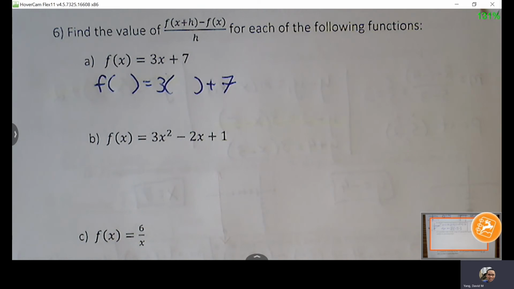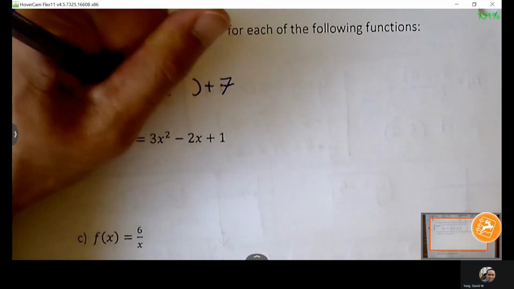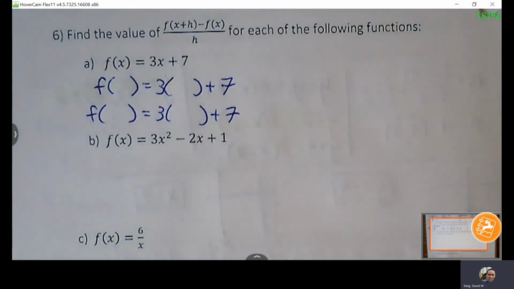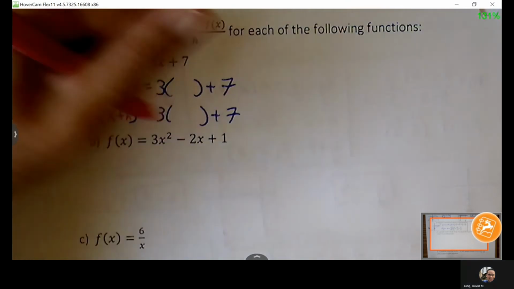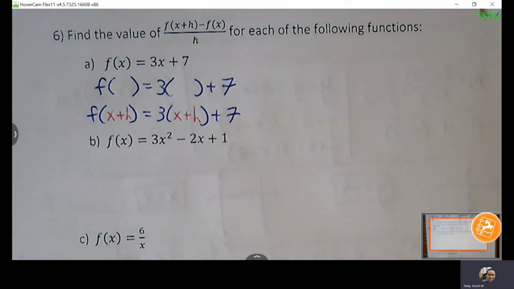If you can do this, then you're not going to make a mistake, because the x plus h is going to go inside the parentheses and only inside the parentheses. That way you're not putting the x plus h ever in the wrong slot. So I'm just going to fill the parentheses with x plus h. Okay, does that make sense?